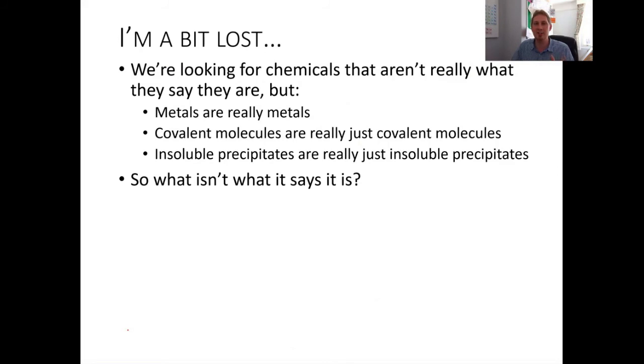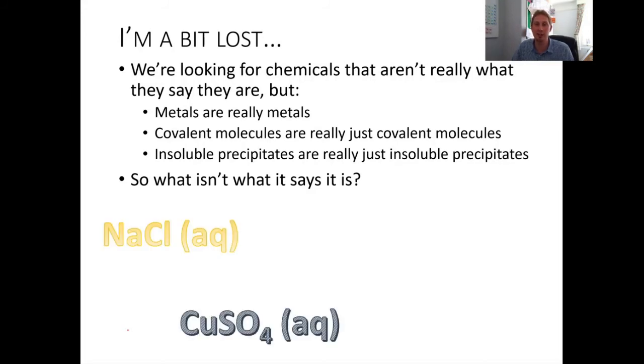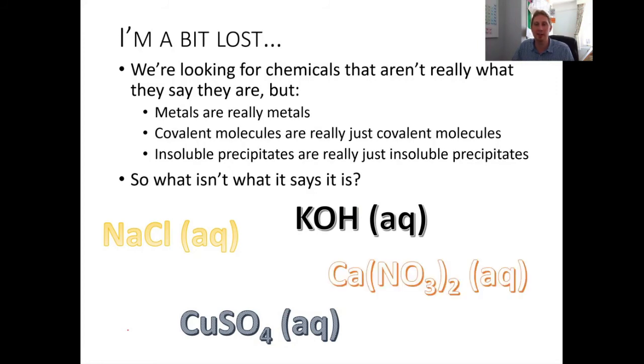Okay, so we're looking for chemicals that aren't really what they say they are. Metals are metals, covalent molecules are covalent molecules, insoluble precipitates are just really insoluble precipitates. What isn't what it says it is? Sodium chloride, copper sulfate, potassium hydroxide, calcium nitrate. Why? Why aren't they what they say they are?